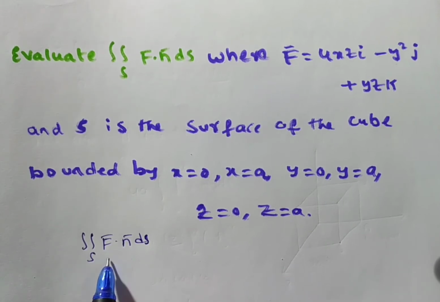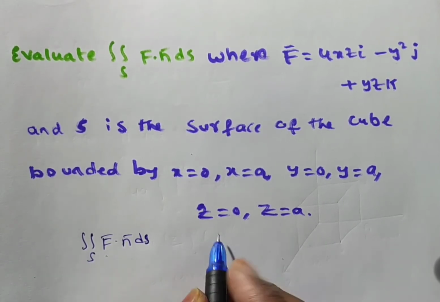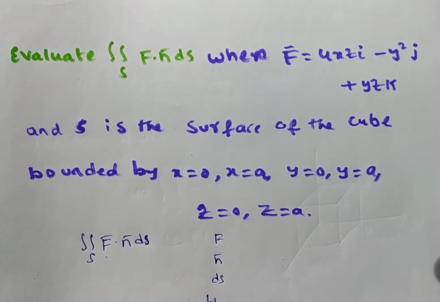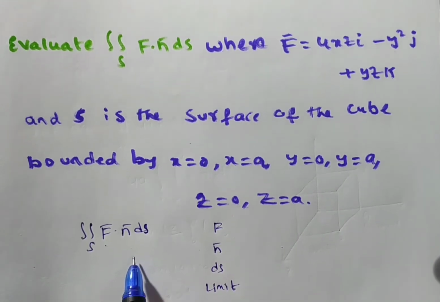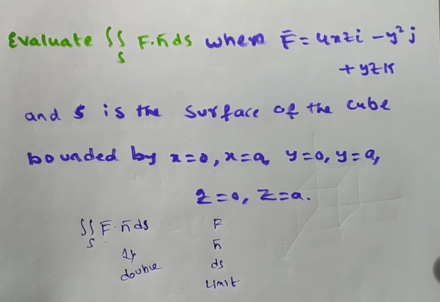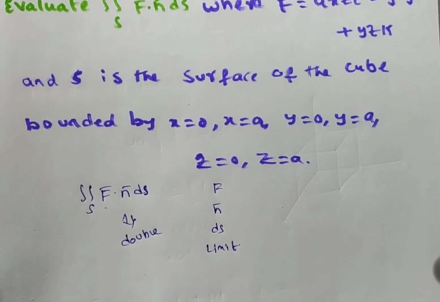Here we require F bar. Are they given? You see, first F bar, n bar, dS and the limits. These are the values we require. Friends, remember, if you want to evaluate the surface integral, we will convert it into a double integral.